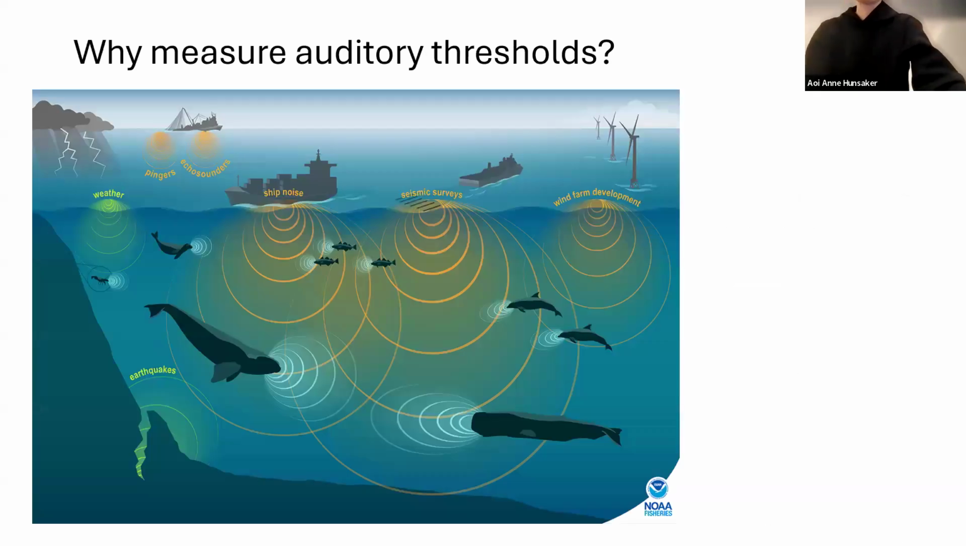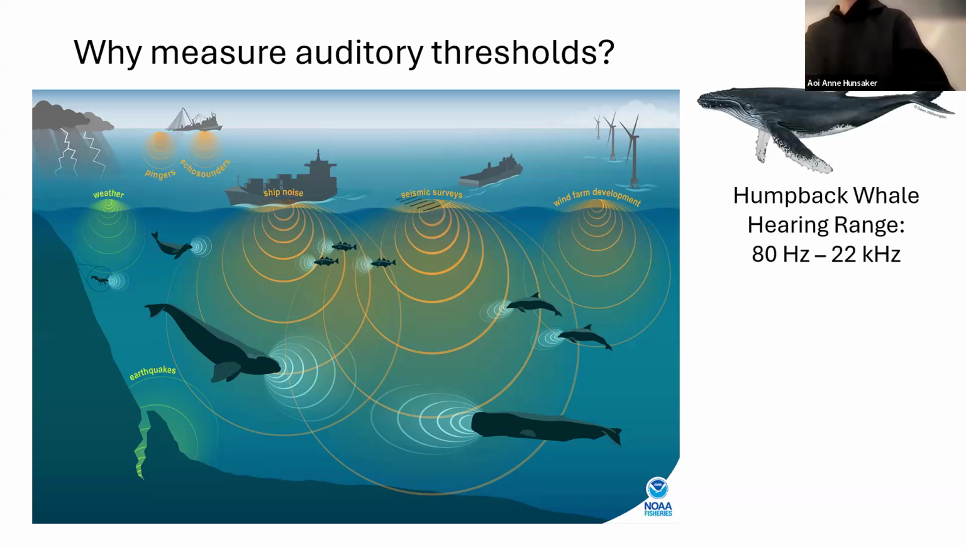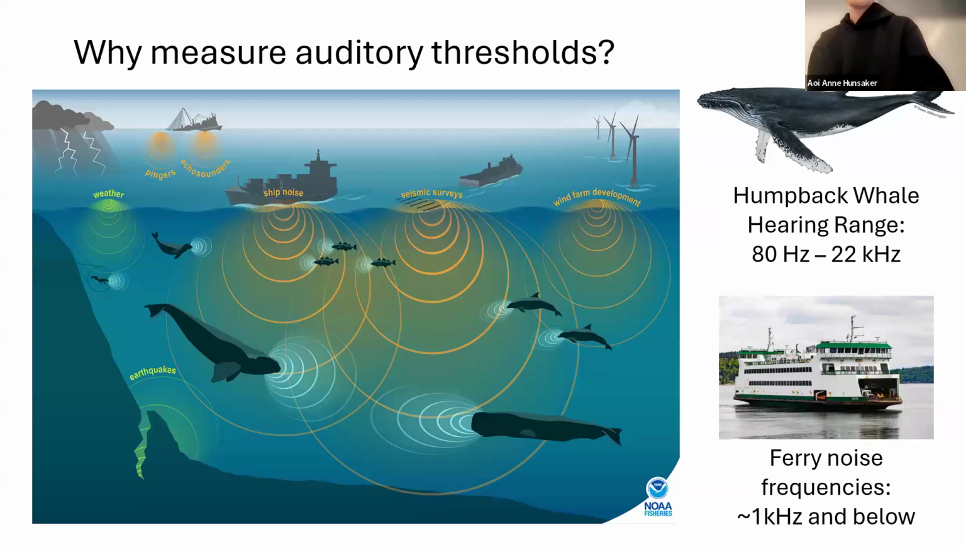Some examples of the utility of measuring auditory thresholds is that we can make informed predictions of how sounds generated by human activity can impact wildlife. So for instance, it has been shown in humpback whales that they can hear sounds from 80 hertz to 22 kilohertz or 22,000 hertz. And so we can predict that it can hear ferry noise passing by, which has sound from 1,000 hertz and below in the water as it's passing by.